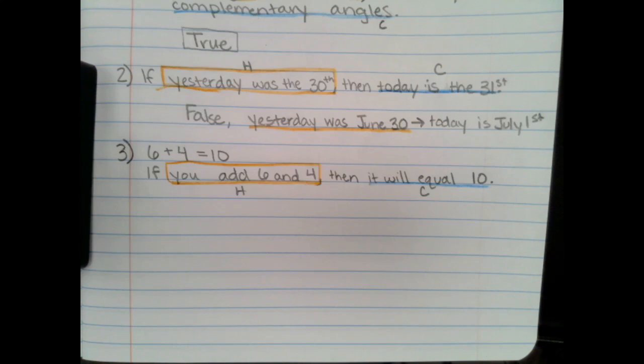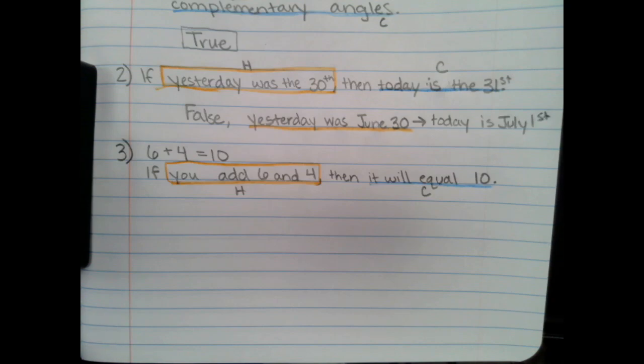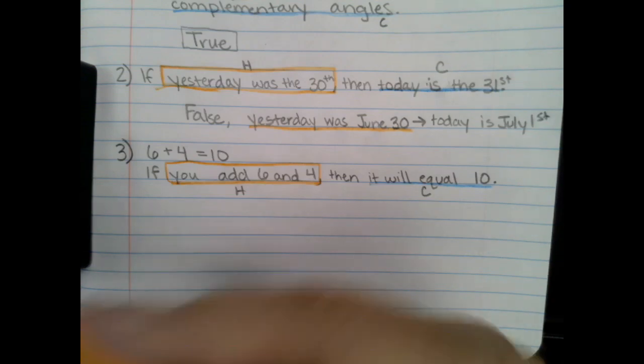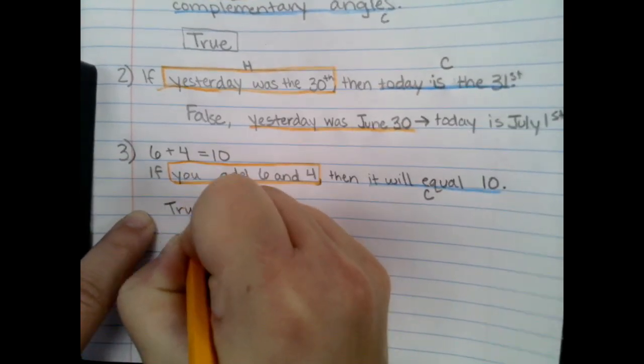Are you sure? No, 6 plus 4 in this universe is always equal to 10. You put it in your calculator, will you get 10? If I put in my calculator? 10. Yep, all calculators. Okay, so in this case, it would be true.